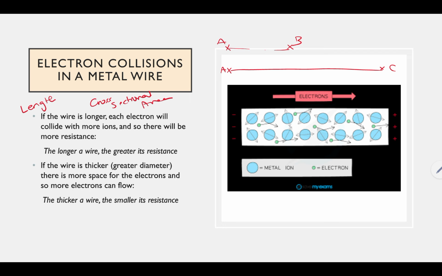However, when we're talking about cross-sectional area, imagine you're passing through a small opening in a wall versus a large opening in a wall. If you are 10 people, which one will allow the 10 people to pass through easily? The one on the right. Same thing. If the wire is thicker, there is more space for electrons and more electrons can flow. So the thicker the wire, the less the resistance, the more the current.